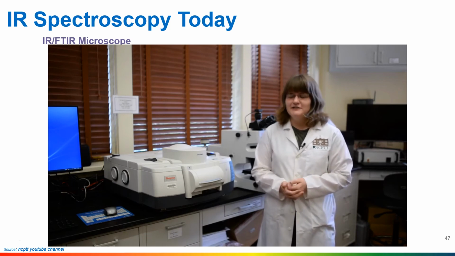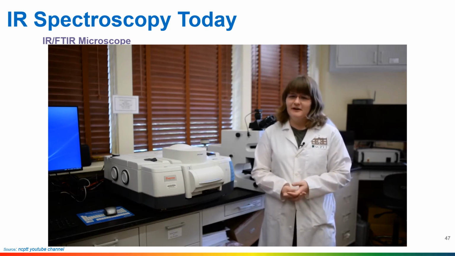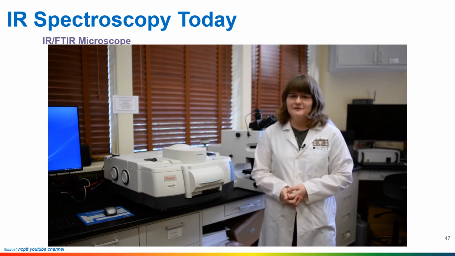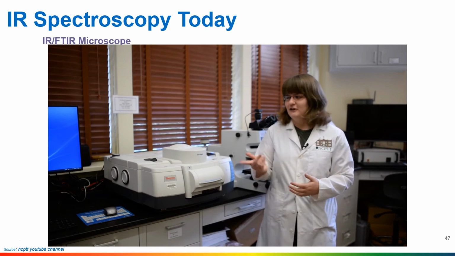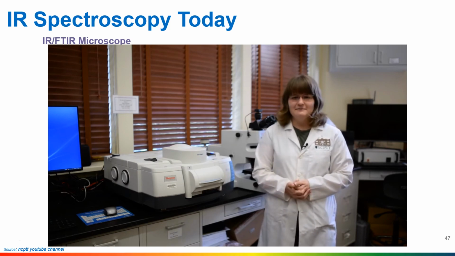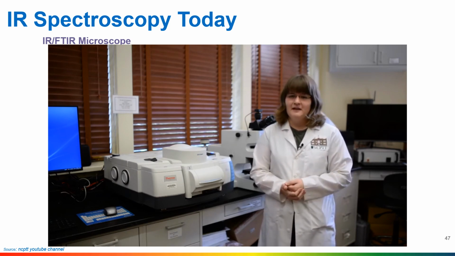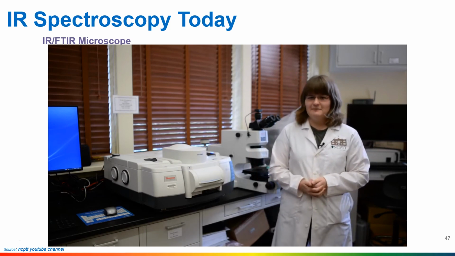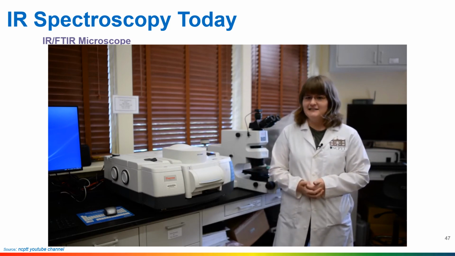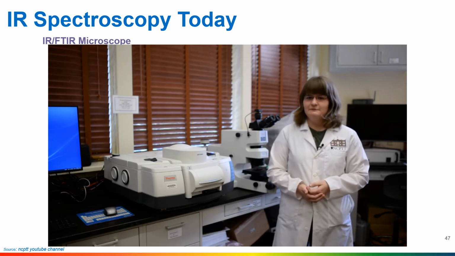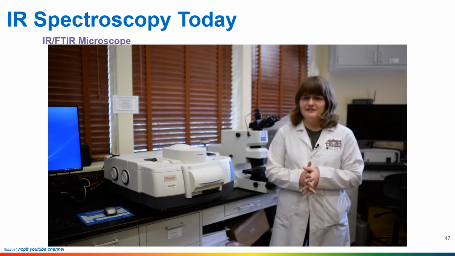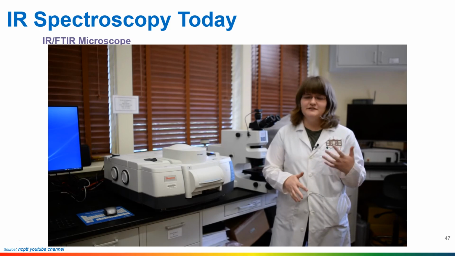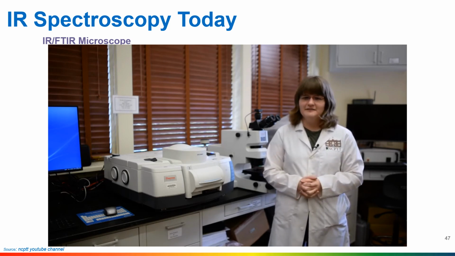So if we break it down, the FT part, Fourier Transform, stands for a mathematical technique that takes the raw data and converts it, along with the help of a computer, into meaningful spectrums. On the other hand, the IR part stands for infrared spectroscopy, which is the type of light that this instrument uses. And it also is the molecular vibrations that the light produces as it interacts with the compounds.